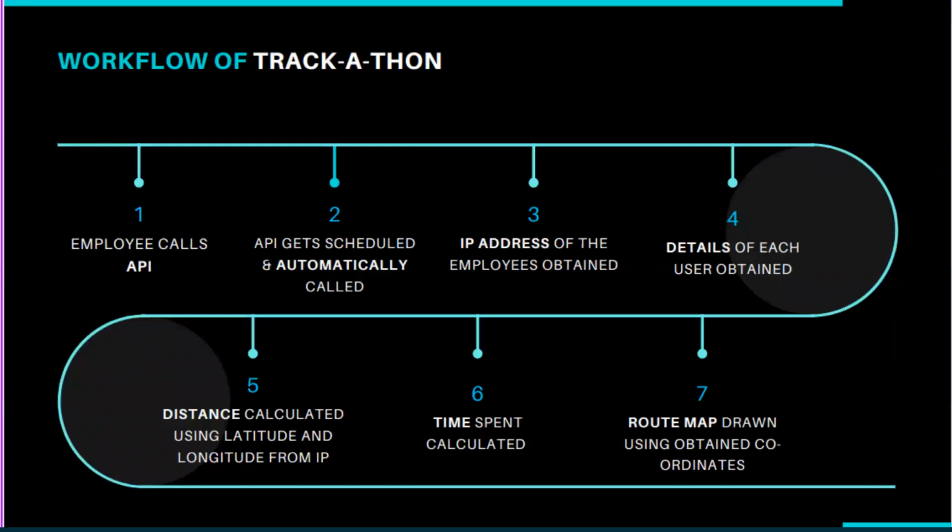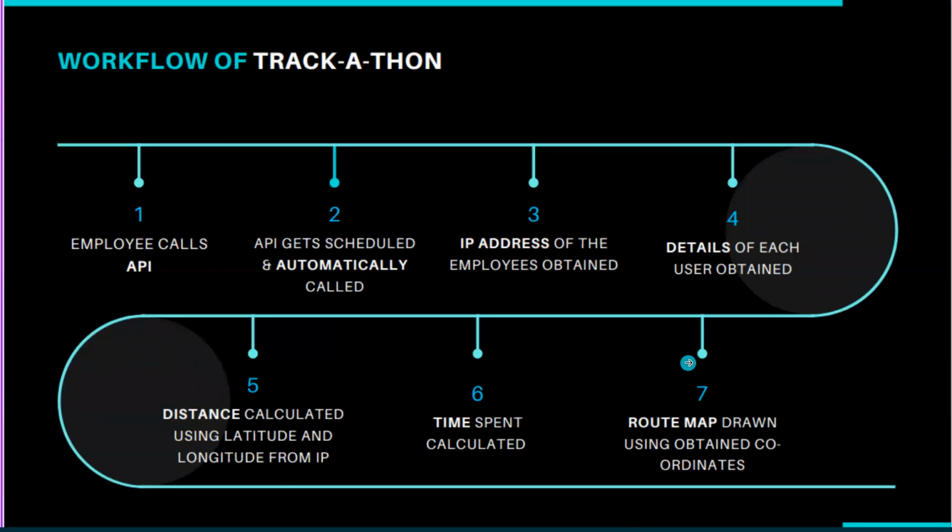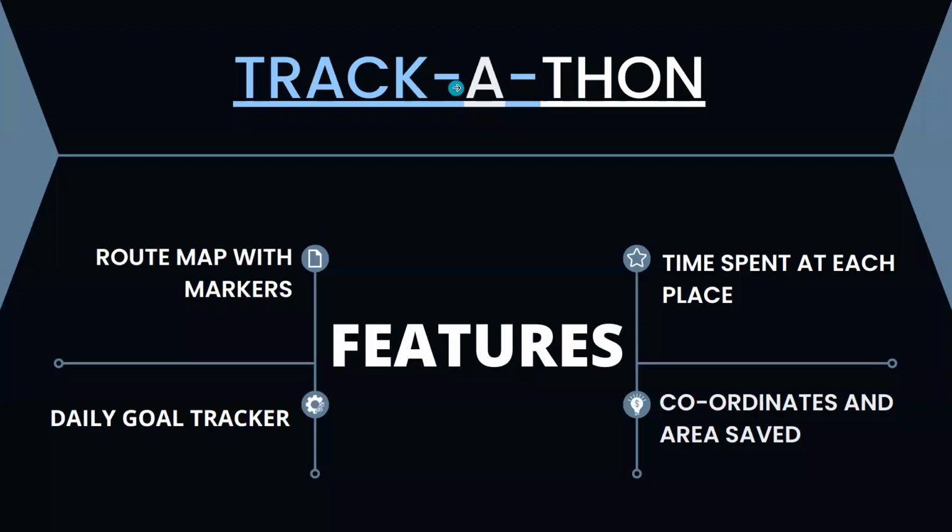So the workflow of Track-A-Thon is that the employee calls the API, gets scheduled and automatically called, and the IP address of the employee would be obtained, and then a JSON file would be created using all the details of the user obtained only from the IP address. And then we are calculating the distance between the latitude and longitude using the IP address, and then the time spent is calculated, and then the route map is drawn. So this is the basic workflow of Track-A-Thon.